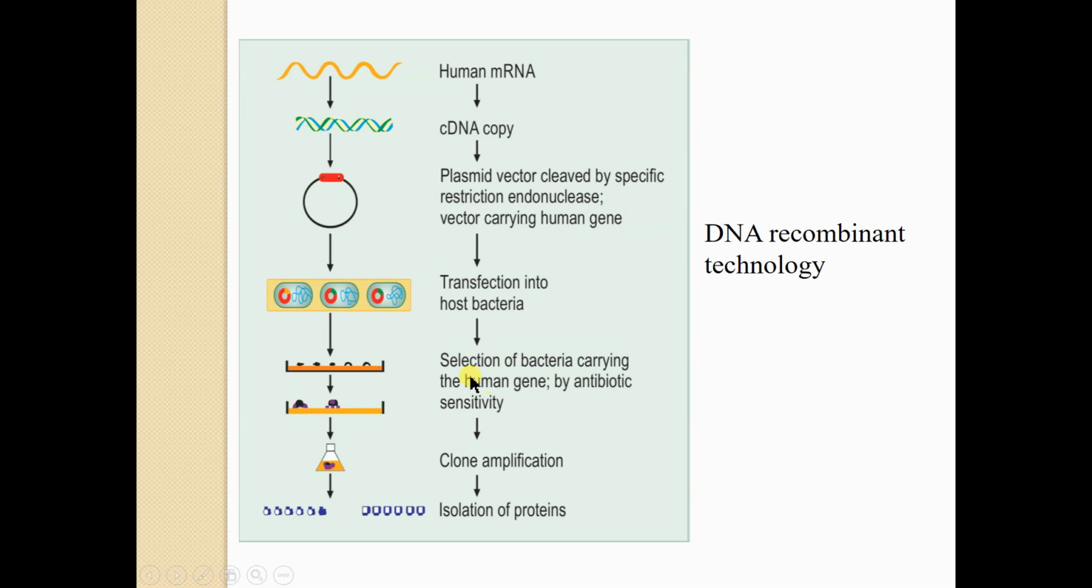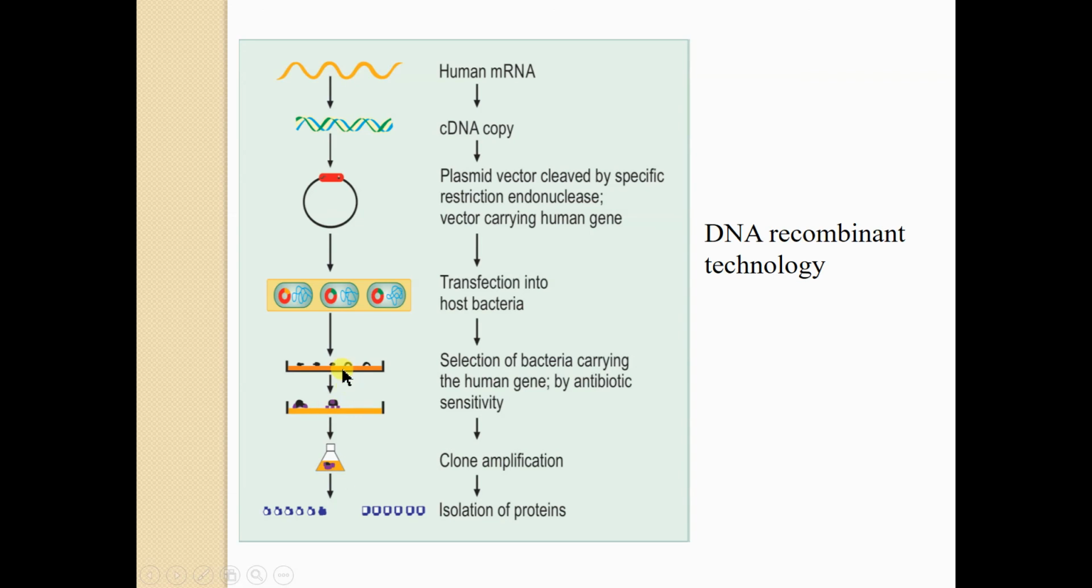Now there is a selection of the bacteria carrying the human gene by antibiotic sensitivity. First we add all these bacterial colonies into medium containing ampicillin and tetracycline drug. So only the bacteria which contain the plasmid will grow in that medium. This contains two types of plasmid, one simple and one with the DNA of interest. Then again we will do the antibiotic sensitivity test with the chloramphenicol drug on the replica plate, and then we will find those colonies that die due to insertion inactivation of the chloramphenicol gene. That colony is selected out.